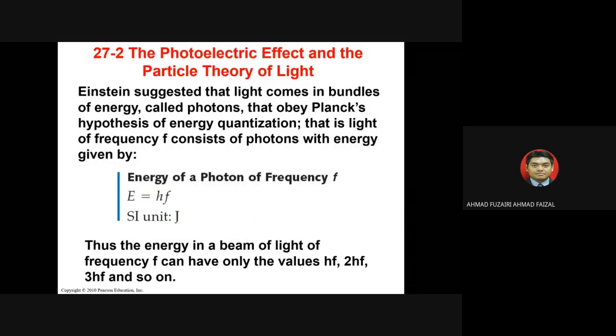Now let's move to the next subtopic, which is 27.2, the photoelectric effect and the particle theory of light. Einstein got his Nobel Award due to this experiment on the photoelectric effect. Einstein suggested that light comes in bundles of energy called photons that obey Planck's hypothesis of energy quantization. That is, light of frequency f consists of photons with energy given by this equation.